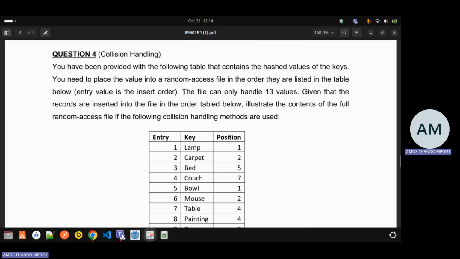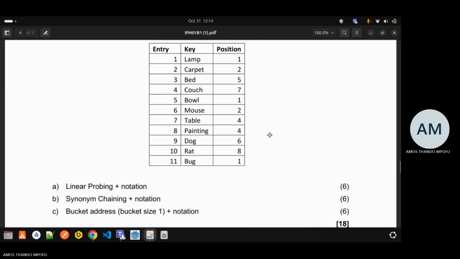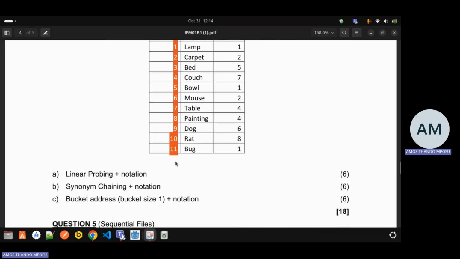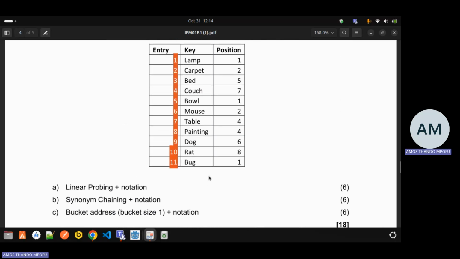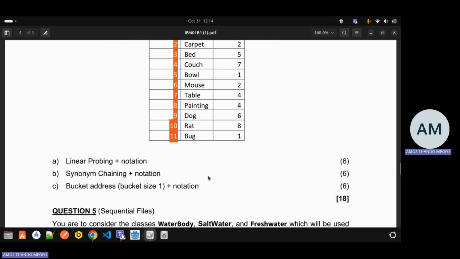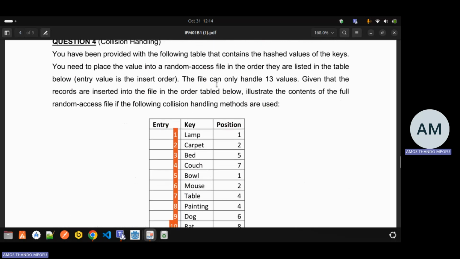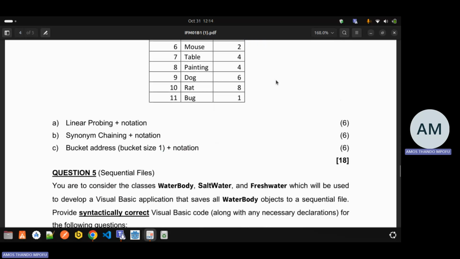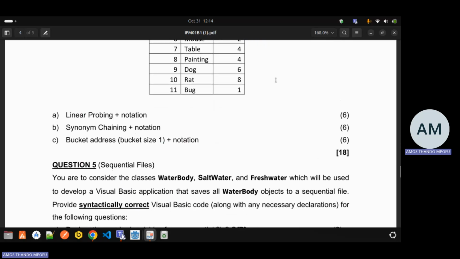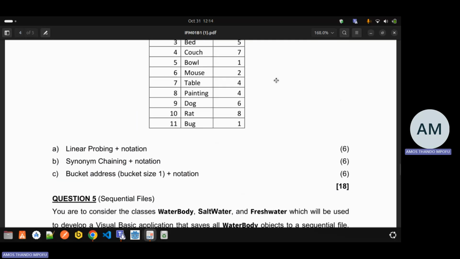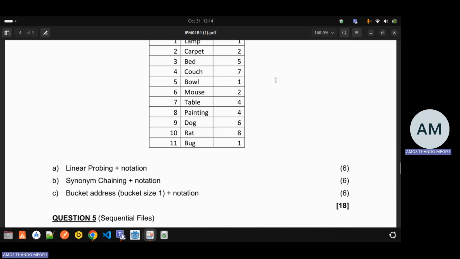Yeah, I made a mistake. It says the file can handle 13 values, right? 13. So I'm not sure if it's supposed to go from 1 to 11 or 13. You have to confirm with the lecturer. But I only see 11 records, so that's why I used 1 to 11. But here it says 13. I guess they're just putting it there for information. But I assume they're supposed to explain in class. They're supposed to explain in class.